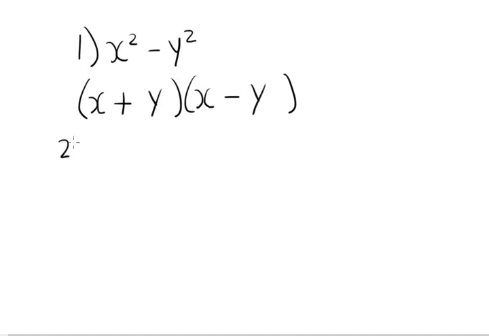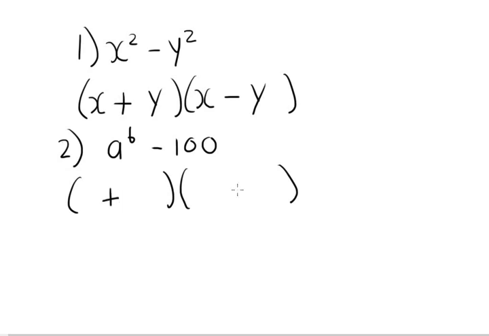That's my answer. Number 2, I've got a to the power of 6 minus 100. So both of these are perfect squares. My highest common factor is 1, so I don't have to worry about common factor factorization. But I have to find the square root of a to the power of 6. Before we do that, a plus and a minus.